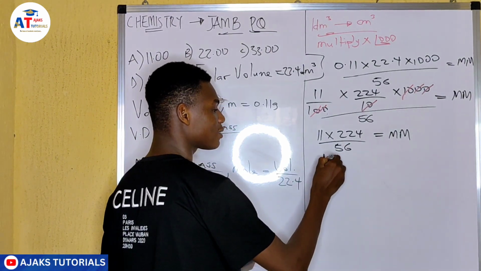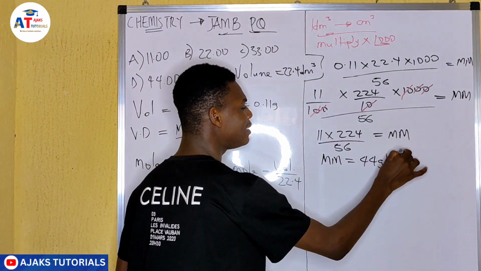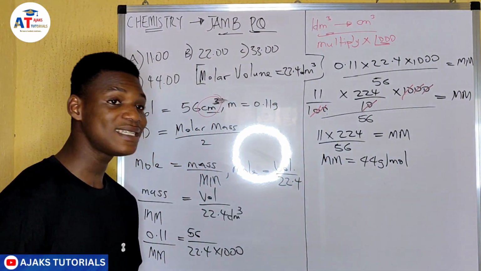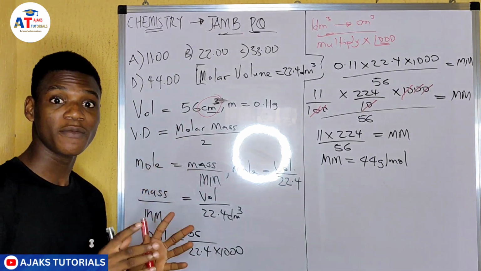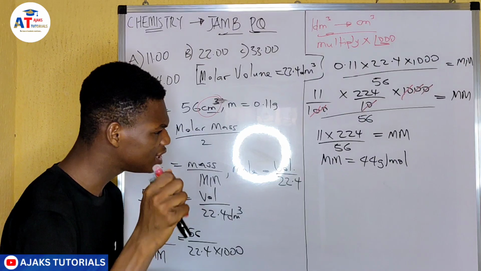So my molar mass is what? 44 gram per mole. Now you have to be very, very careful, because this is a JAMB question. JAMB has its method of trashing students. Now watch this.